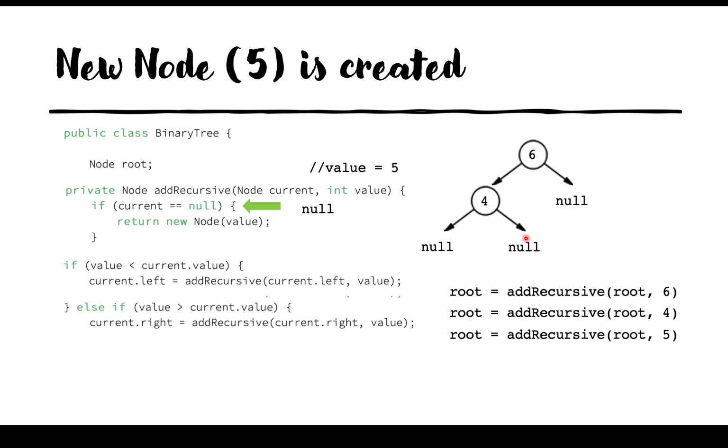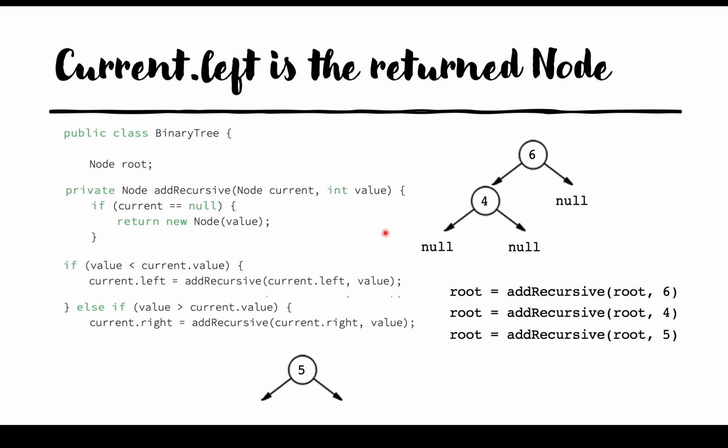And now current is null. So we create a new node, that's the 5. And current left is the return node. Oh, sorry, it's current right. Whoops, I copied and pasted these. I'll fix it. Just ignore this, it's current.right. So it gets sent in. Our new node, which is this 5 node, gets sent in to current.right, and it just simply gets added to the right side of our tree.